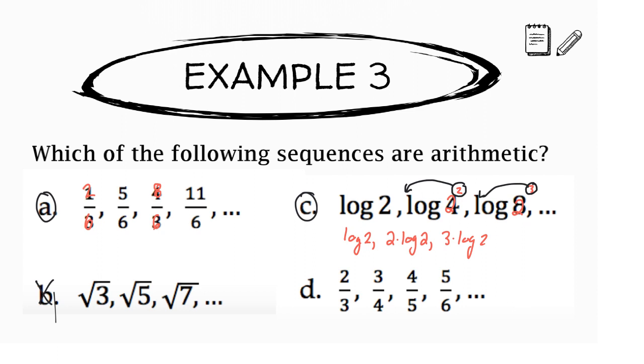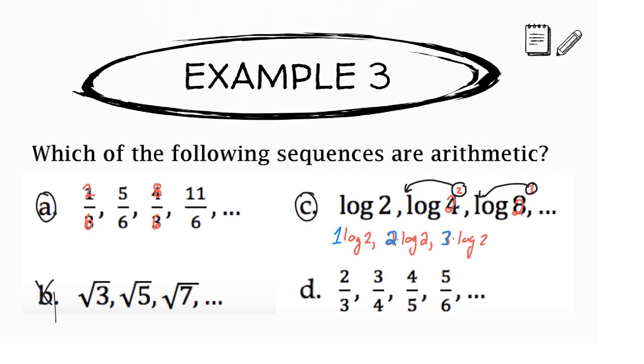That's helpful because then I can see that my sequence goes 1 log 2, 2 log 2, 3 log 2, the next term will be 4 log 2, and the nth term will be n log 2, which is indeed arithmetic with a common difference of log 2.